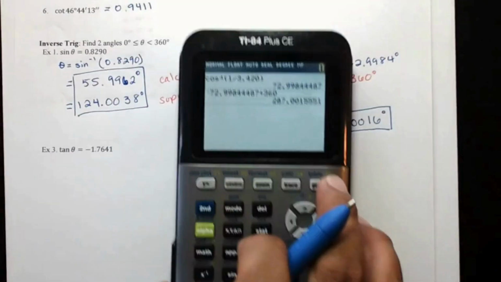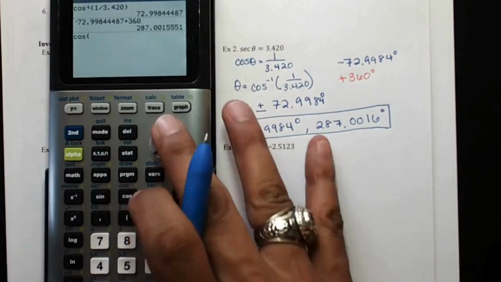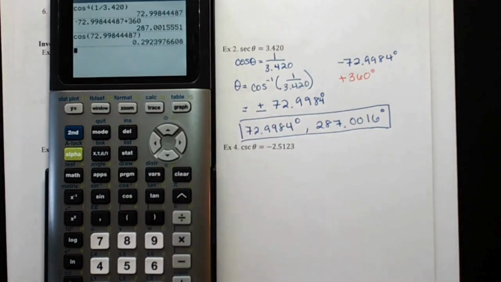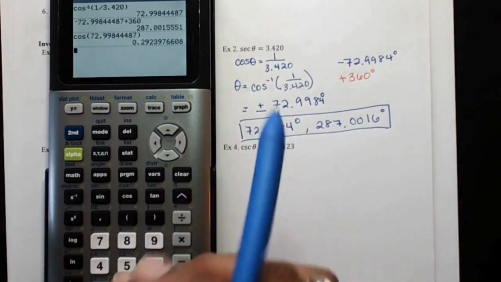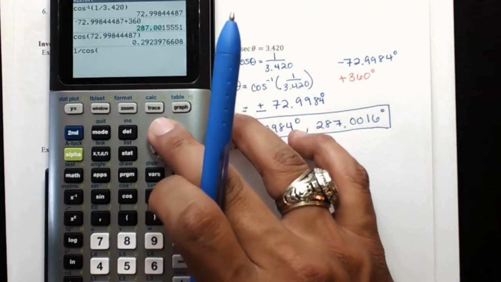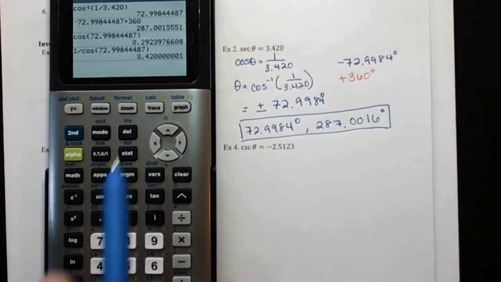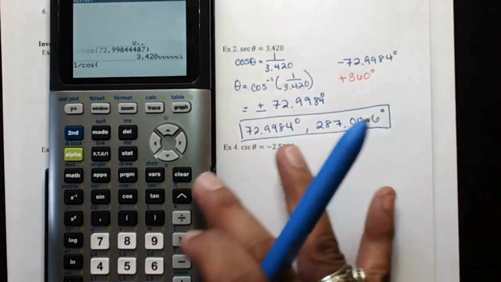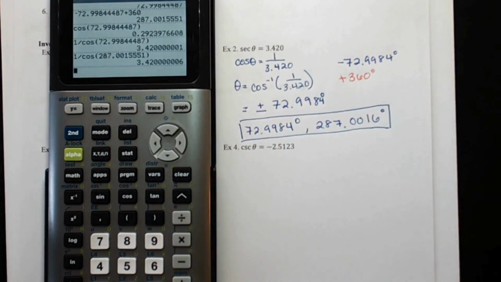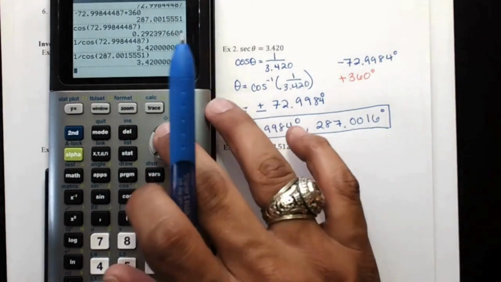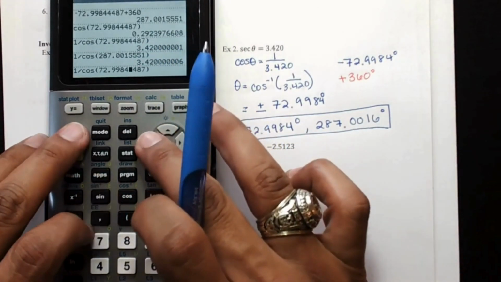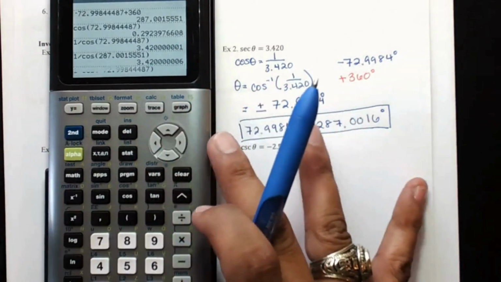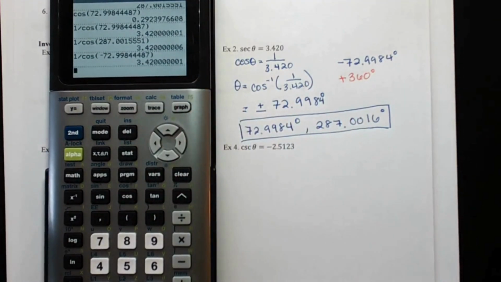And again, take a few seconds and check cosine of that angle. That's cosine, so it's 1 over cosine of that angle. That's pretty close. 1 over cosine of that other angle that we got. Pretty close. Even if you had put the negative of that in there, let's see what happens if I put negative 72. It's the same answer. It's kind of different back here, but it's pretty close, 3.420. So check your answers.